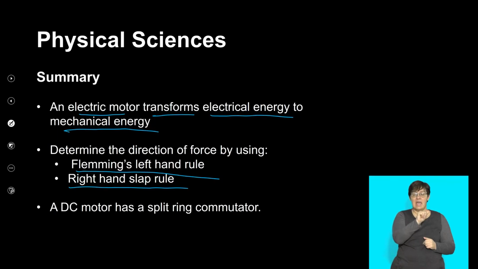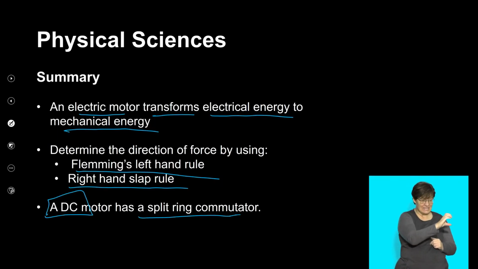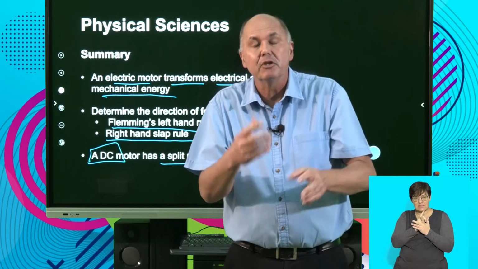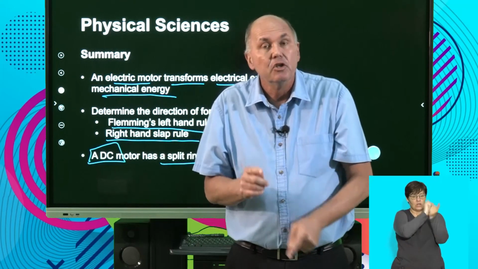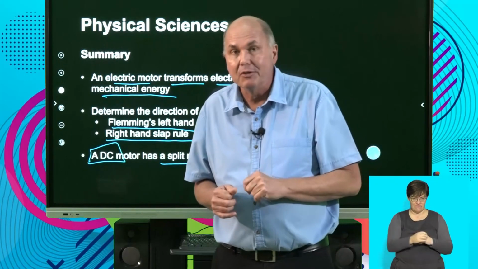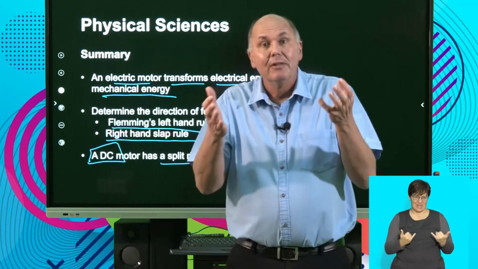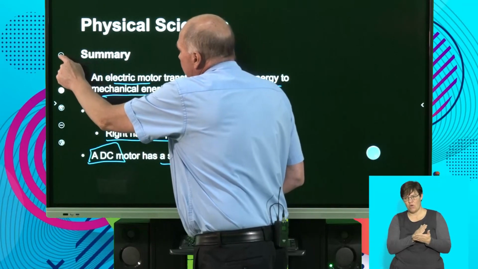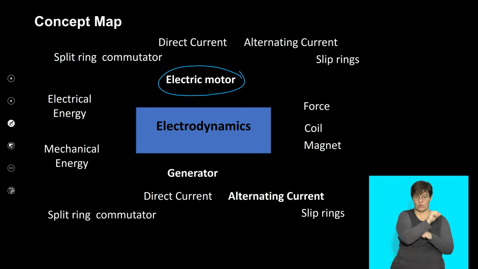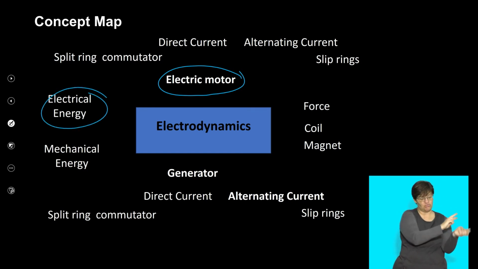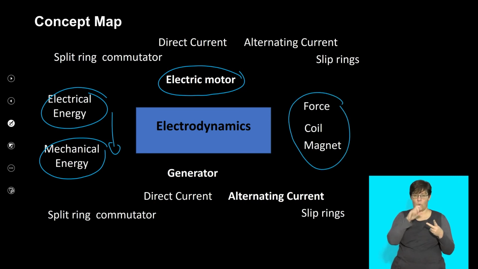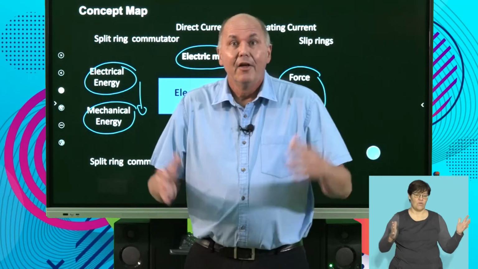And then remember that a DC motor always has a split ring commutator, and that split ring commutator's role is to change the direction of the current as the coil rotates, to make sure that it's a smooth rotation and there's a free spinning of the armature. And guys, that brings us to the end of our summary, and I just want to make sure that you recognize the detail that we've gone through. The electric motor, the transfer from electrical energy to mechanical energy, and the importance of the force, the coil, and the magnet.